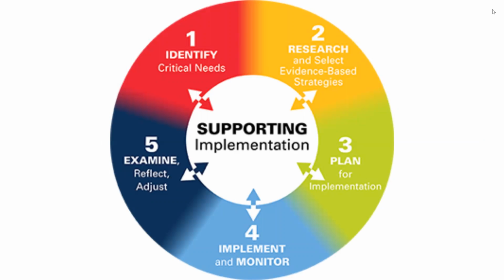In our previous webinar, DLT Virtual Training Session 1, we talked about the first 3 steps in the Ohio improvement process. Step 1, identify critical needs. Step 2, research and select evidence-based strategies. And step 3, plan for implementation. In this webinar, we will continue talking about the improvement process, beginning with step 4, implement and monitor, and explore step 5, examine, reflect, and adjust. If you missed the first webinar in the series, it is located on our SST8 YouTube channel.